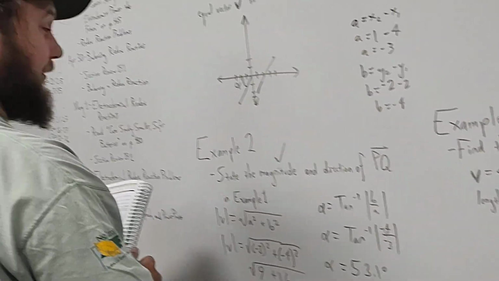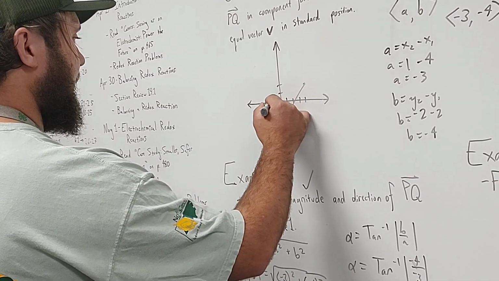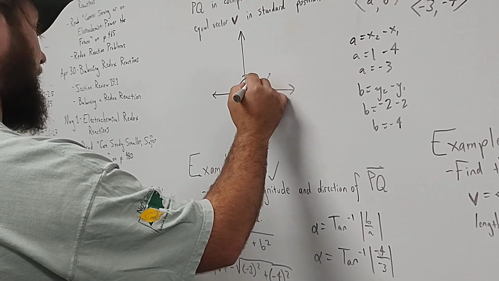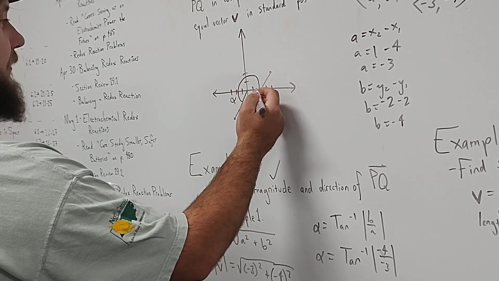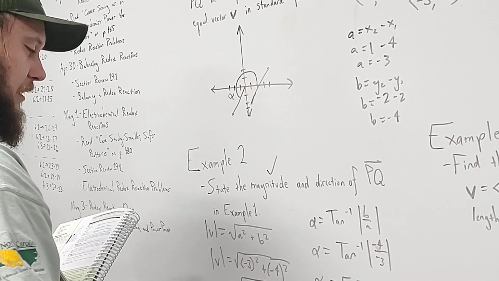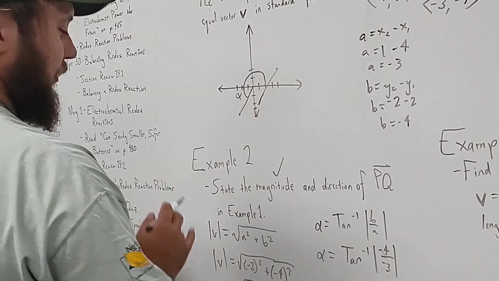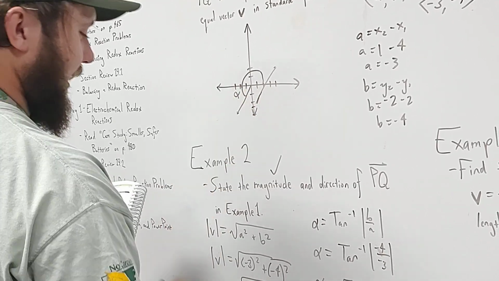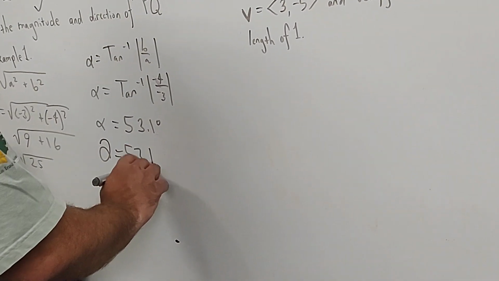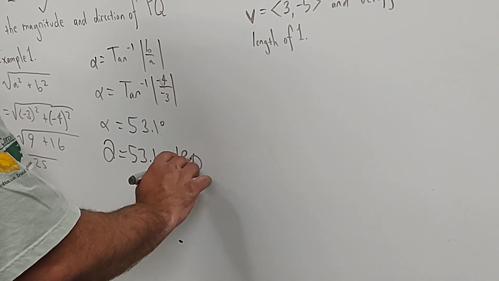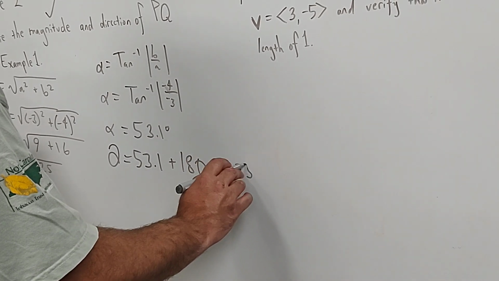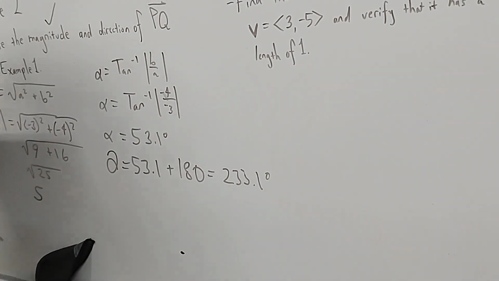Now theta is different. Theta is represented as the entirety. If you had a line starting at this side of the x-axis and rotating back to this angle, what would that be? And so, of course, this is 53.1. This is 180. So to find theta, what we have to do is add 53.1 to 180. And from that, we get 233.1 degrees.